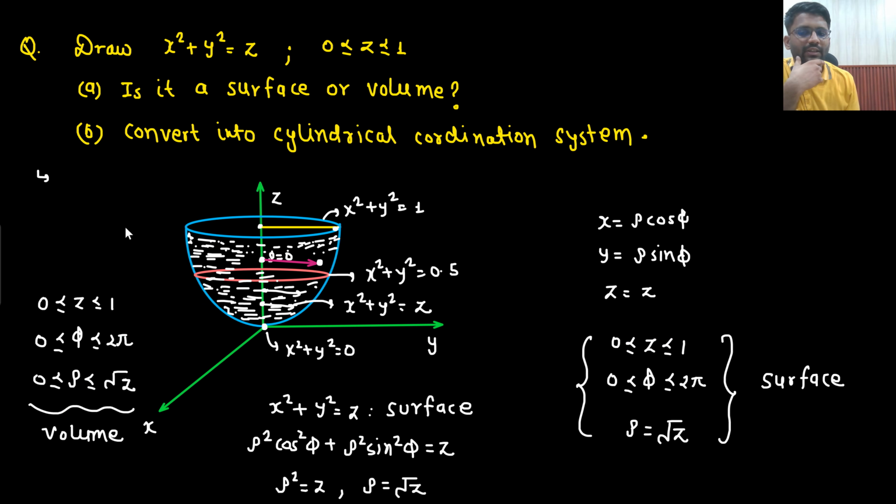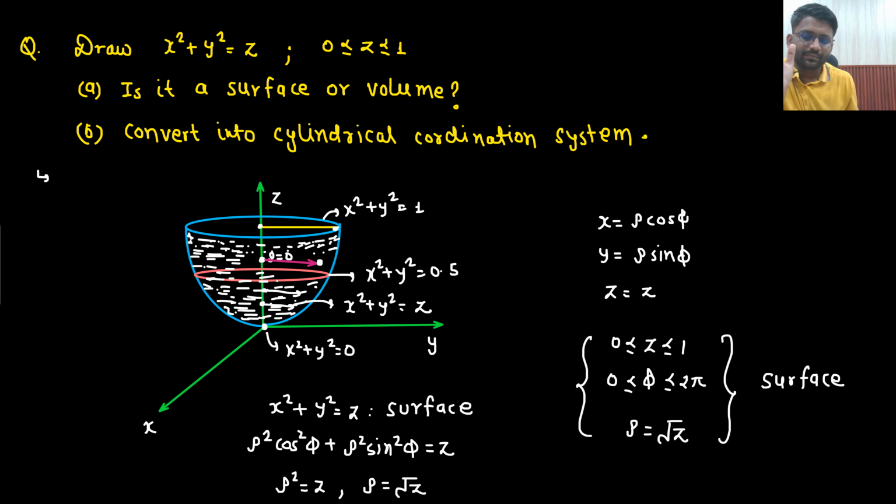Okay. So whatever confusion I created here, I am sorry for that confusion, and I have cleared it now. Here I don't need to write down this volume thing. This was only the surface. So rho was fixed, equal to under root z. Z was varying from 0 to 1, and phi was varying from 0 to 2 pi. This is the surface that we have made.